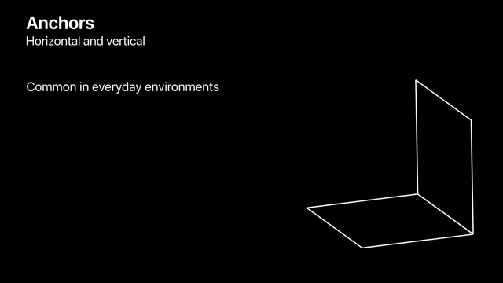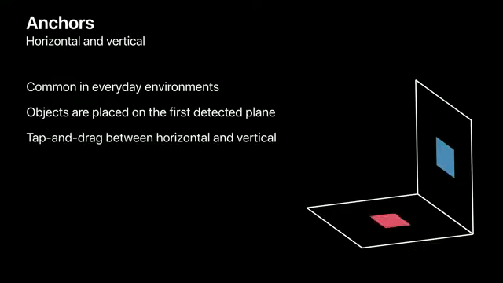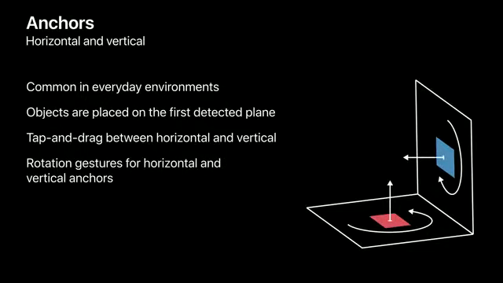Horizontal and vertical anchors are found in everyday settings such as tables and floors. Since it is so common, objects are placed on the first detected plane, and we make it really easy to go between different surfaces just by dragging the model from one surface to another. Rotation gestures differ depending on whether the object is on a horizontal surface or a vertical surface. And this behavior applies for both reality files and USDZ files.